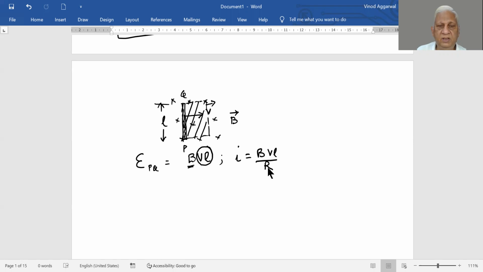This is the EMF. If the resistance of the loop or conductor is R, then there will be current set up if this was connected in a loop in some way. If it is not connected in a loop somewhere, current will not be set up, but you still have the EMF across the conductor.